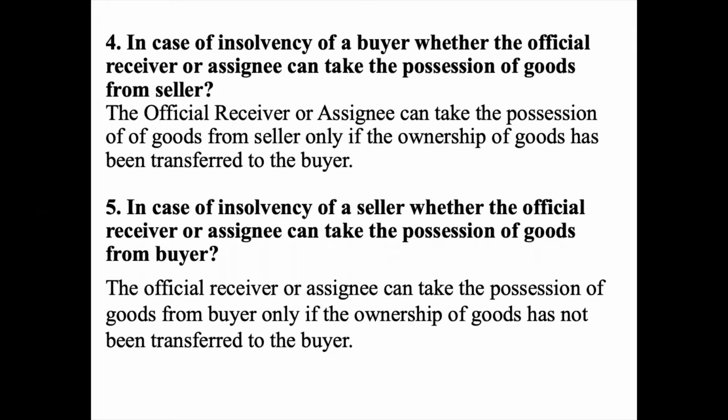Fourth, in case of insolvency of a buyer, whether the official receiver or the assignee can take possession of goods from the seller. The official receiver or assignee can take possession of goods from the seller only if the ownership of goods has been transferred to the buyer. In case of insolvency of a seller, whether the receiver or assignee can take possession of goods. The official receiver or assignee can take possession of goods from the buyer only if the ownership of goods has not been transferred to the buyer.